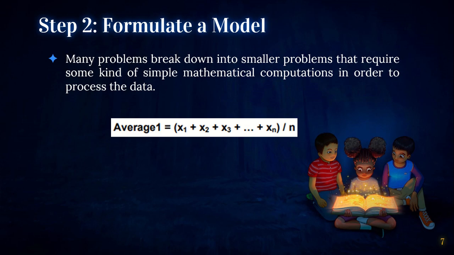The second step is formulating a model. Based on the previous findings and questions, we can formulate which model will do that. The entire problem will be decomposed into smaller parts. Here you can see the mathematical computation for finding the average: x1 refers to the first grade, x2 to the second, x3 to the third, and so on till the last grade, all put together and divided by the total number of grades. So it gives the average value as the solution.